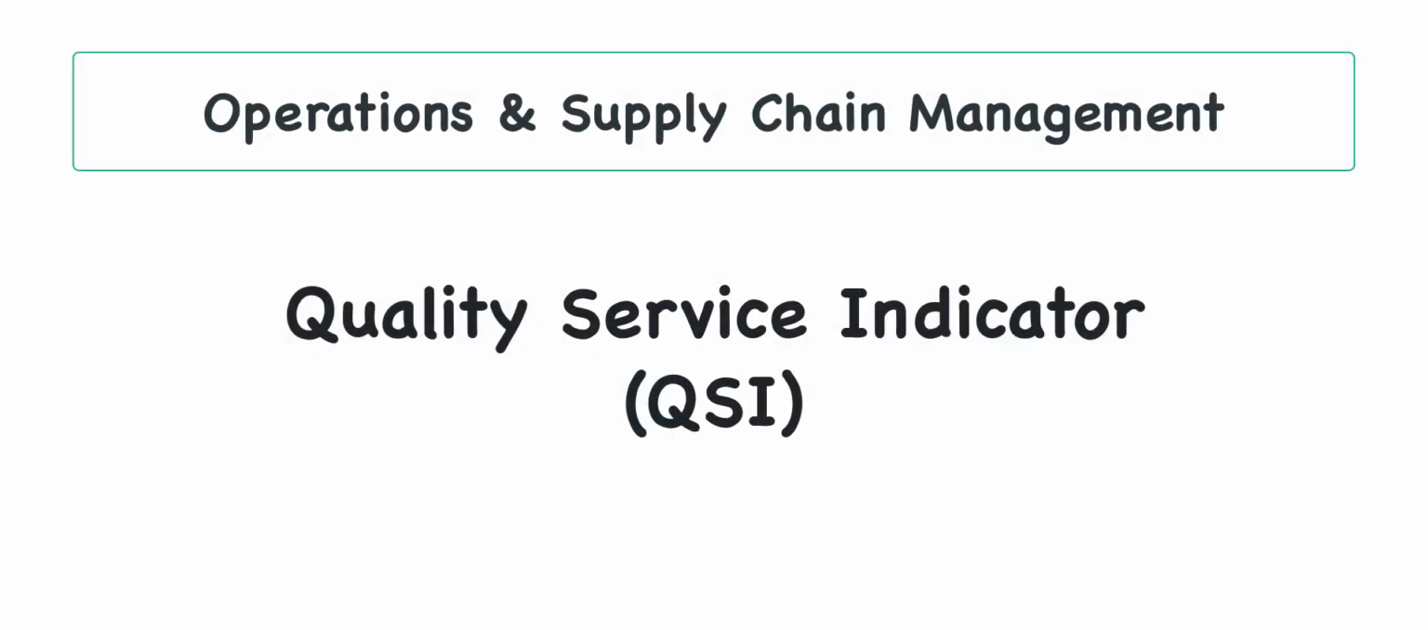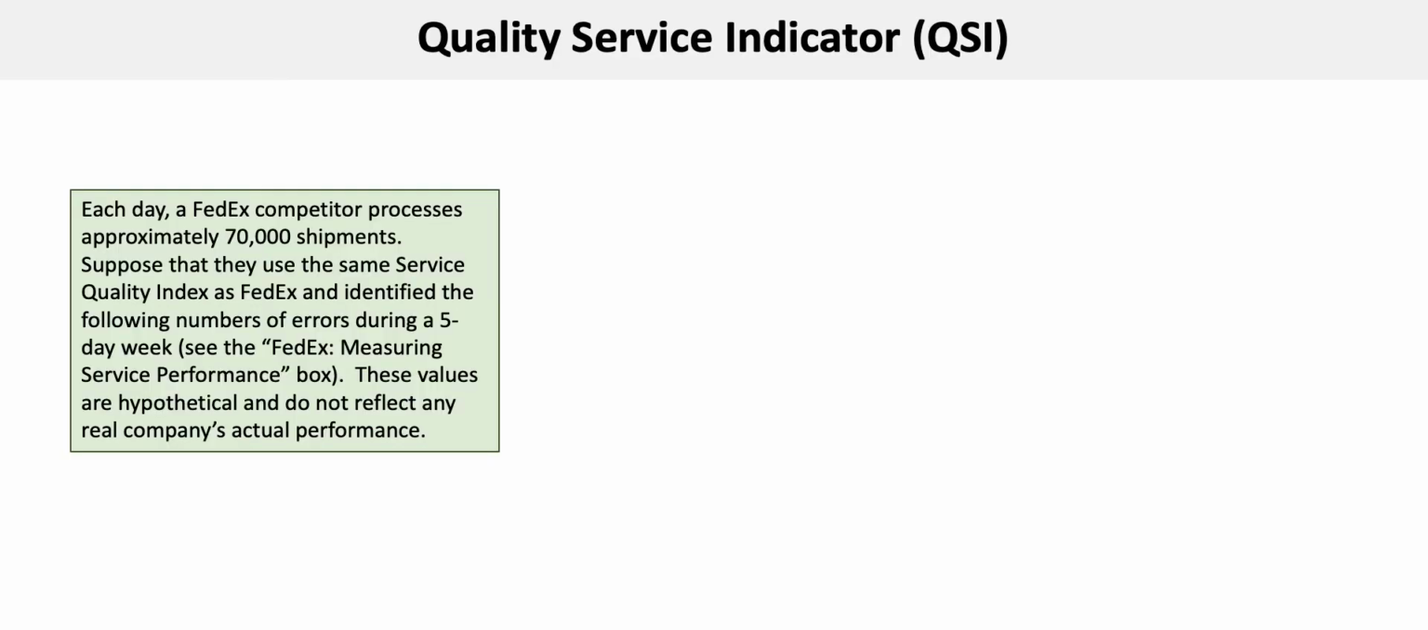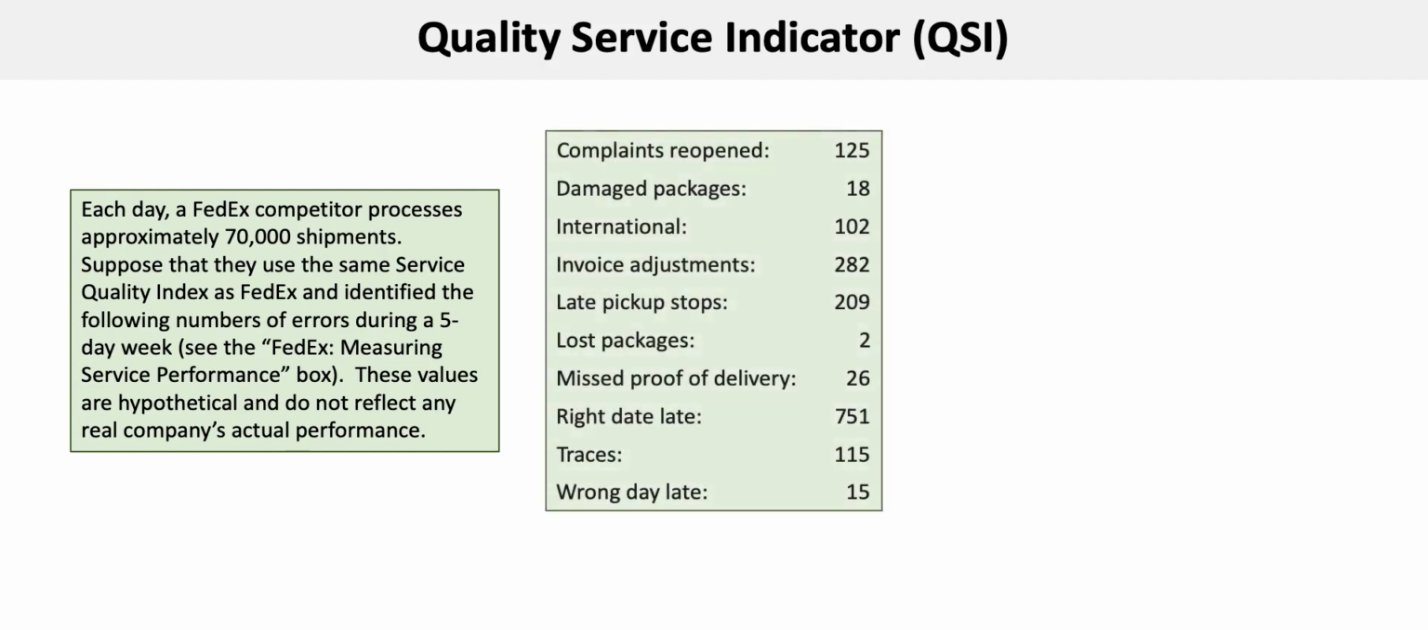This video will walk you through how to calculate the Quality Service Indicator, or QSI, for a fictitious FedEx competitor. We will begin with a summary of the data for this problem. Each day, a FedEx competitor processes approximately 70,000 shipments. Suppose they use the same service quality index as FedEx, which is identified in the text in the Measuring Service Performance box for FedEx, and that they identify the following number of errors during a 5-day week.